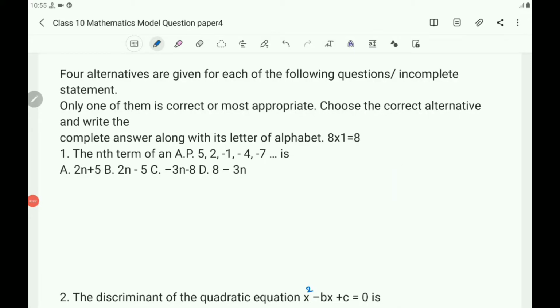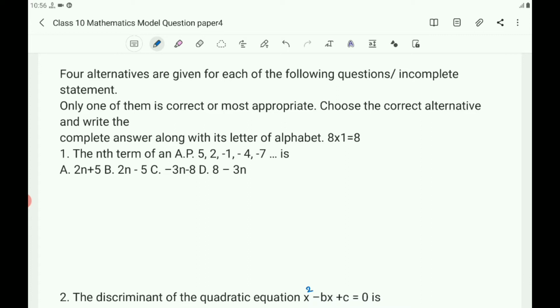Children, it is Mathematics Model Question Paper 4, the second English medium question paper given by Dayat Hassan. Now let us solve this question paper. The first part: four alternatives are given for each of the following questions in complete statement. Only one of them is correct or most appropriate. Choose the correct alternative and write the complete answer along with its letter of alphabet.